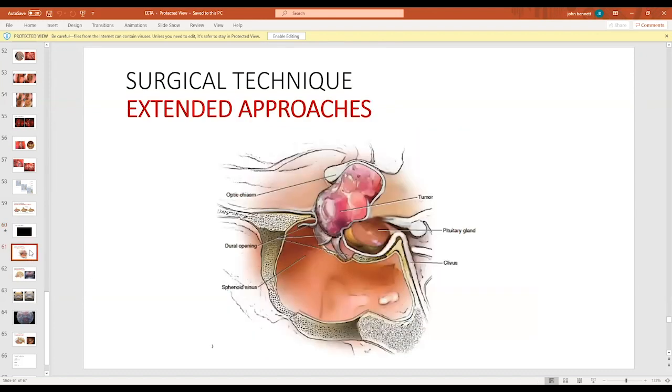Okay. So here I just want to show you a picture, just to mention that we can use this approach to go for craniopharyngioma, to go for an extended approach to those suprasellar lesions. Okay, next.